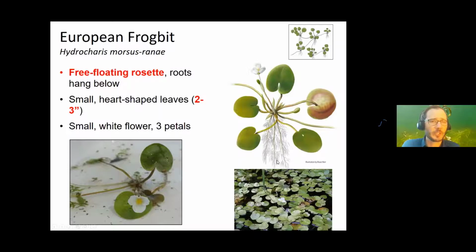Now in really shallow water, it can be rooted in the mud, but it's typically free floating. So these roots are just dangling below. The leaves are fairly small, between 2 to 3 inches, and look like kind of heart-shaped leaves. And the flowers are 3 white petals with some yellow interior anthers.